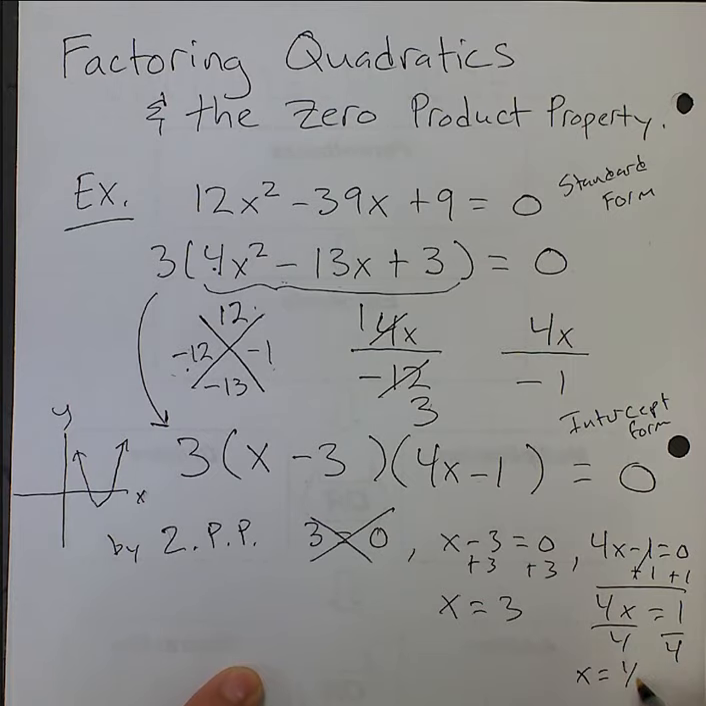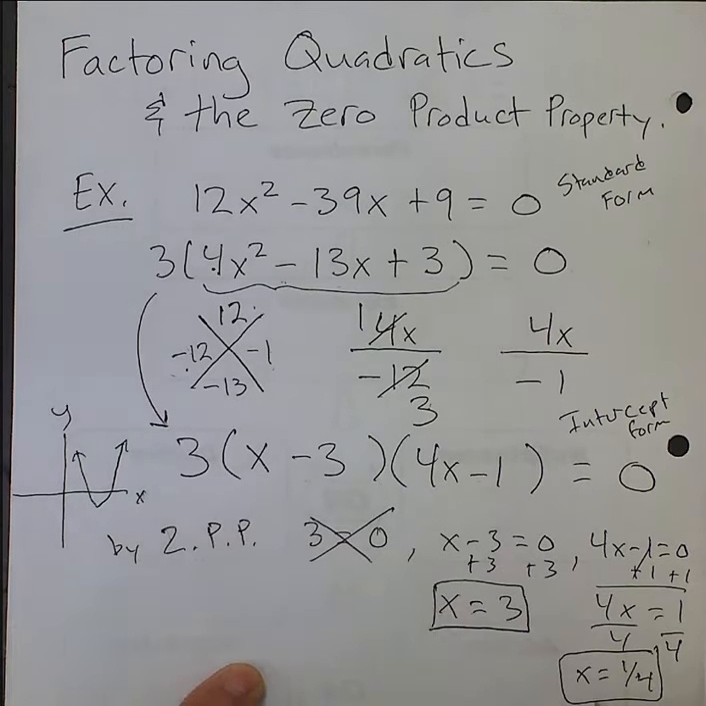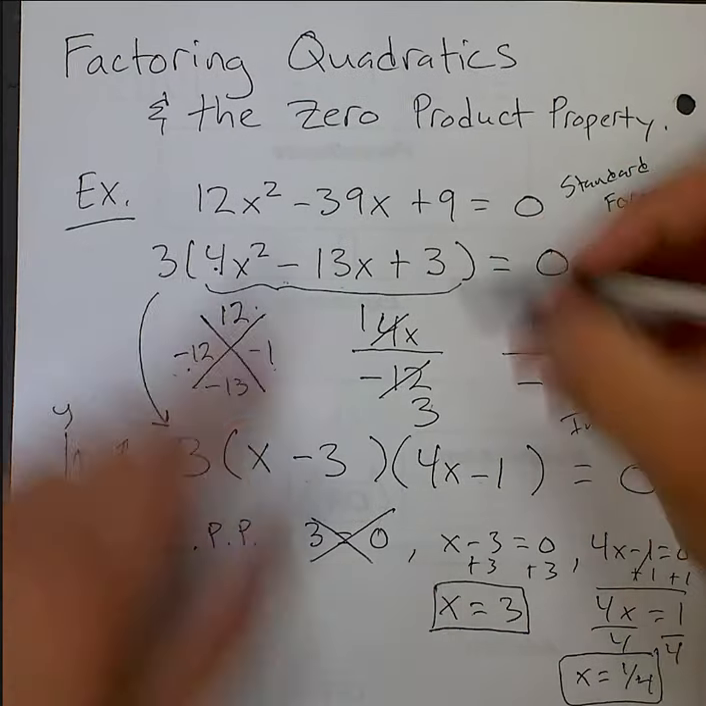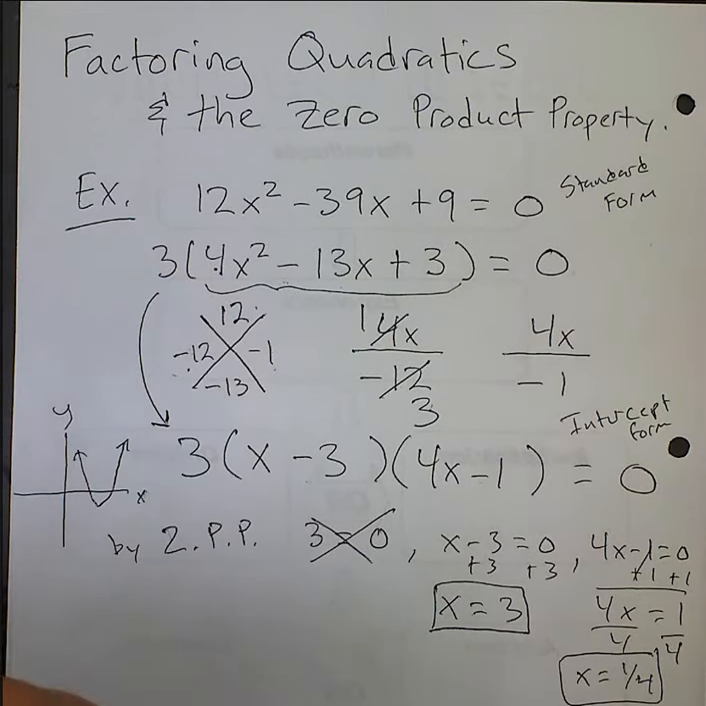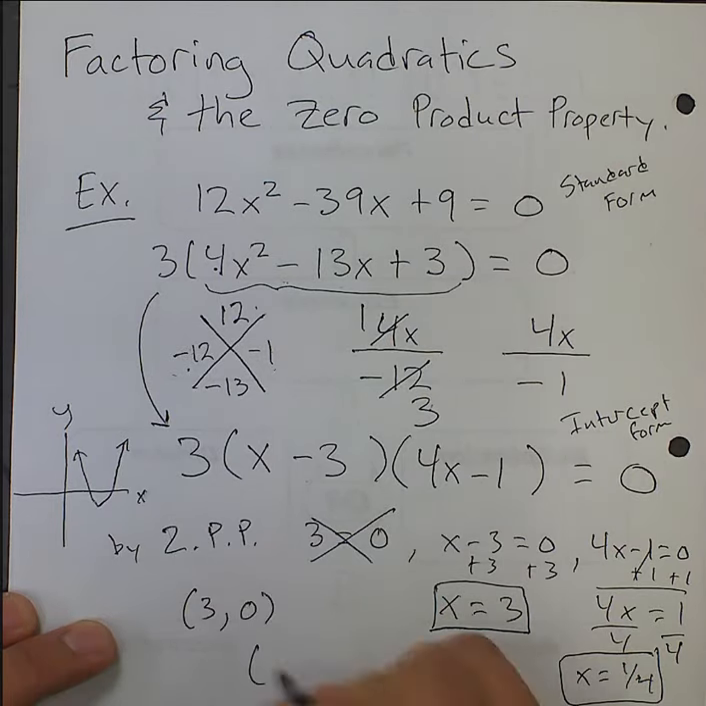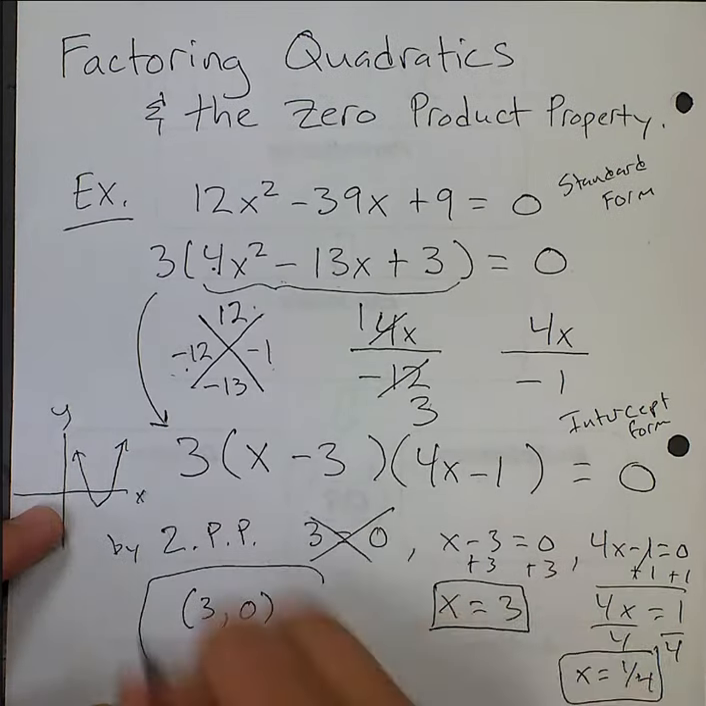What this is telling me is that these are the x values that, if I substitute them into the quadratic, will produce a 0. So these are the solutions to this quadratic. Also, these are the x-intercepts: 3, 0, and 1/4, 0. Okay, just like that.